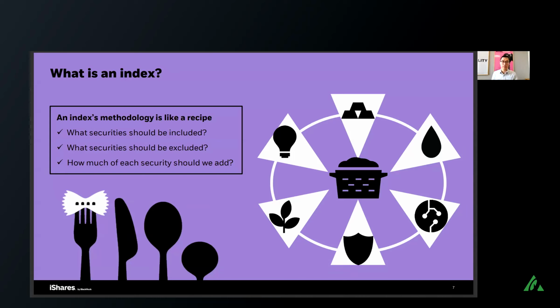Contrast that with financial market indexes of stocks and bonds, where a portfolio manager and a product and an exchange traded fund can literally buy all the components of the index and seek to replicate that performance, right? And so what is an index really? It's basically like a paper portfolio. It's a recipe, as this slide would suggest. It's a set of rules that defines what's in and what's out, and how much of what's in we hold.